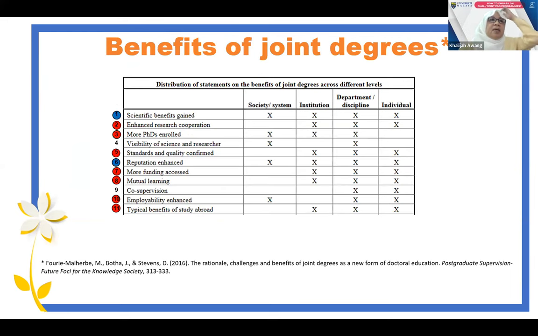Okay, benefits of joint degree, scientific benefits gain, no doubt, yeah? Enhanced research cooperation, no doubt, yeah? More PhDs enrolled, yes. So if we can have more PhD enrolled, yeah? From all over the world, it's good, okay? Visibility of science and researcher, standards and quality confirmed, reputation enhanced, of course. I think this is very good for ranking, it helps a lot, yeah? More funding assessed, yes. Mutual learning, yes. Co-supervision, yes, this is very important, yeah?